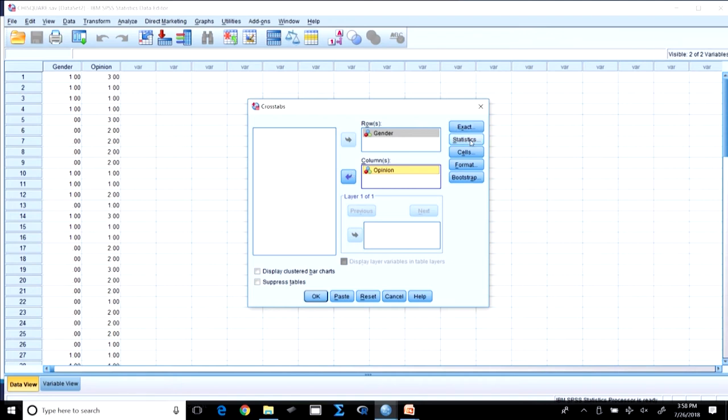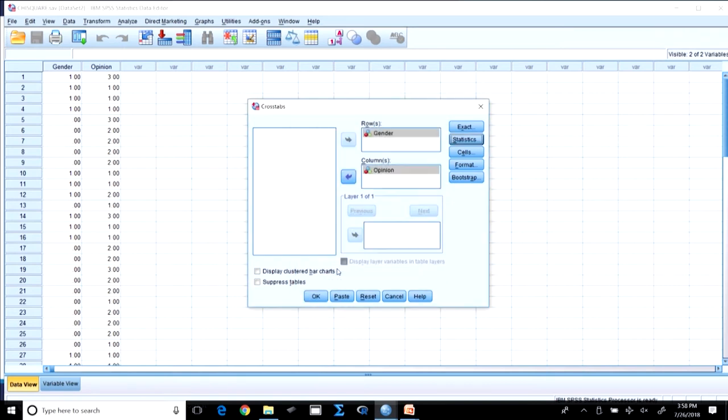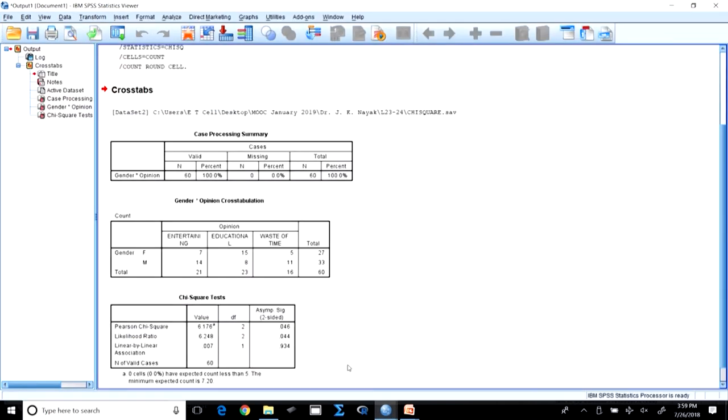So, now let us go to Statistics. I need the chi square, right. You can see there are several things, for example the phi coefficient and contingency coefficient, but I do not require all these things. So, I will just click Continue, right. Now, let us see the test value which has come.